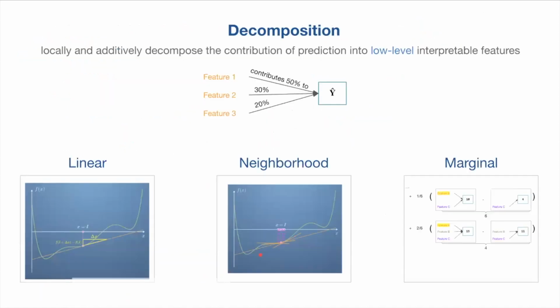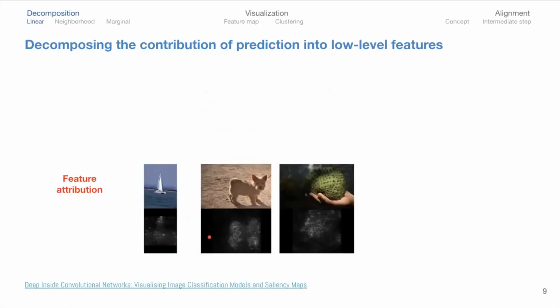Let's first look at decomposition. This line of methods tries to decompose the contribution to the prediction into low-level interpretable features. And those features can be shown as the importance of image pixels or superpixels, as shown in this feature attribution map, also called saliency map or heat map.